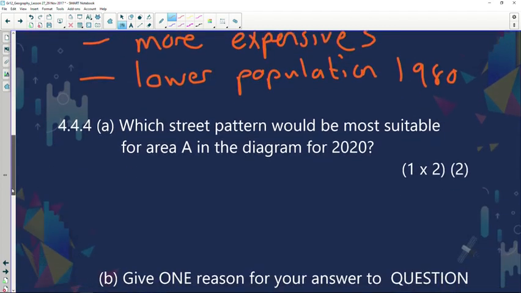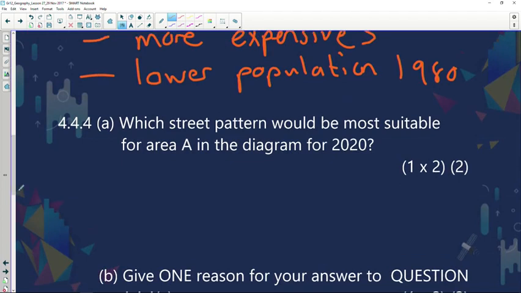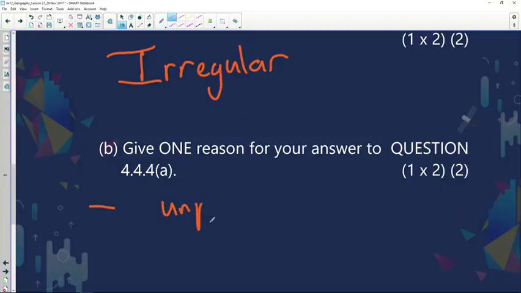Now, because of the contour lines, what do you think, which street pattern will be most suitable for Area A in diagram 2002? And that will definitely be an irregular street pattern. Why irregular? Because when we look at our theory bits, when we learned about the theory, we got a gridiron street pattern, we got an irregular planned street pattern, and then we got an unplanned street pattern. And what these irregular patterns do, they kind of help with unplanned developments.